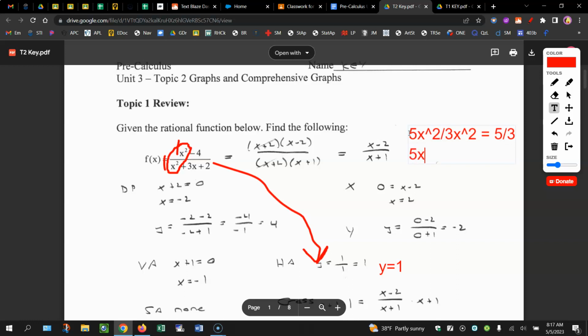If you had 5x to the second divided by 3x to the third, if the denominator has a higher exponent, you're always going to have 0. Y equals 0. And if the numerator has a higher exponent, 5x to the third divided by, say, 2x to the second, your answer will always be none. You will not have a horizontal asymptote. So that covers the 3 cases of what you're going to see there. And that's it for this video.